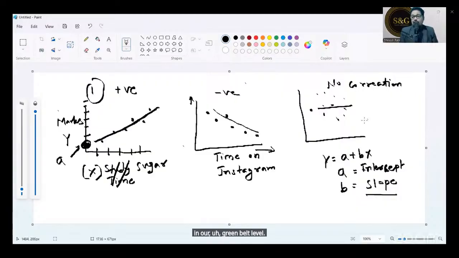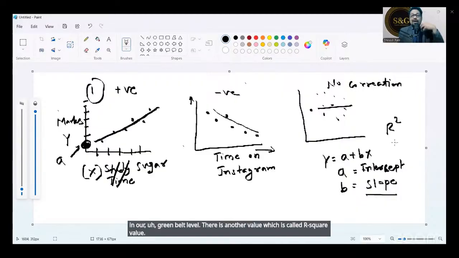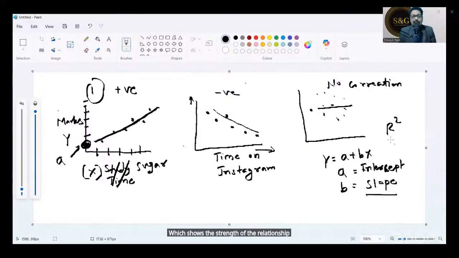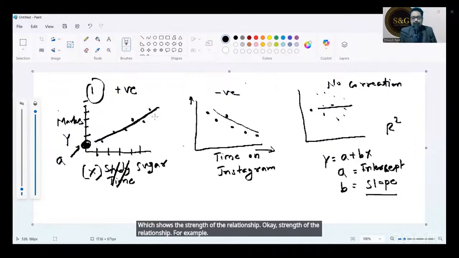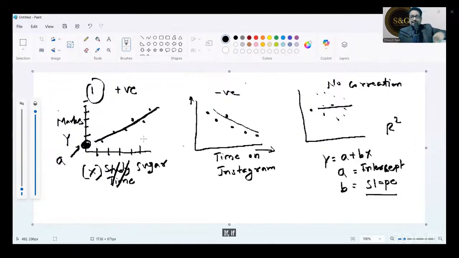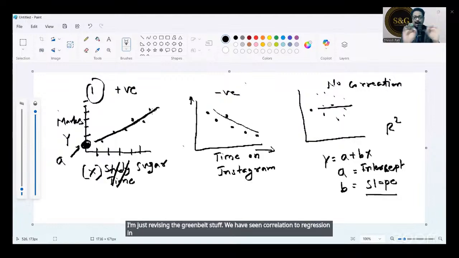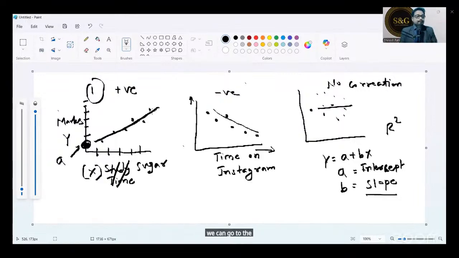There is another value which is called R square value, which shows the strength of the relationship. Okay, strength of the relationship. Is everybody clear with this so far? I'm just revising the green belt stuff. We have seen correlation and regression in green belt. I'm just quickly revising it so that we can go to the advanced level.